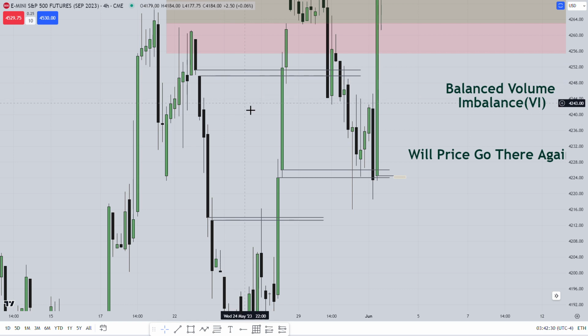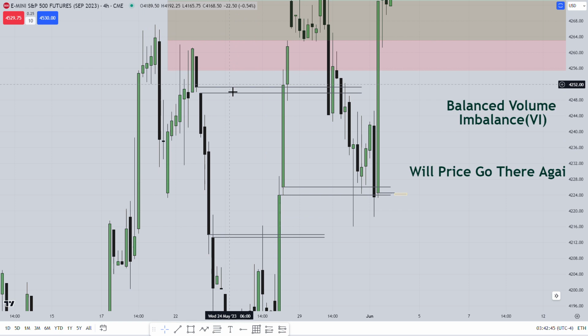There are some types of gaps, like fair value gap, volume balance, then the opening gap. You can say the opening range gap, new week opening gap, a lot of gaps. But here is the volume imbalance, which I'm talking about today. How do I know this imbalance is balanced?